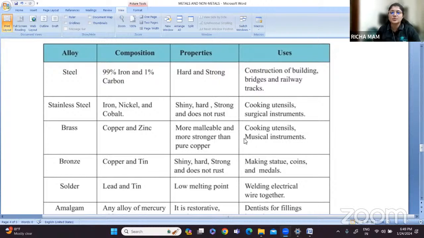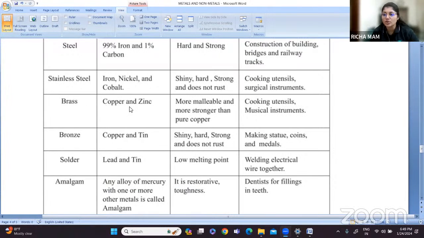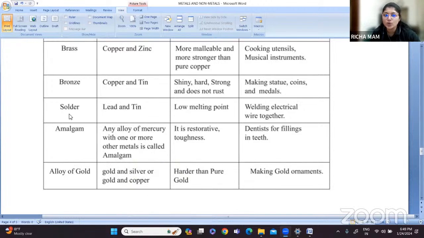The next is bronze. Please remember the alloy, its composition and uses, which are very important. Bronze is made up of copper and tin. It is shiny, hard, strong, and does not rust. Bronze is used in making statues, coins and medals.